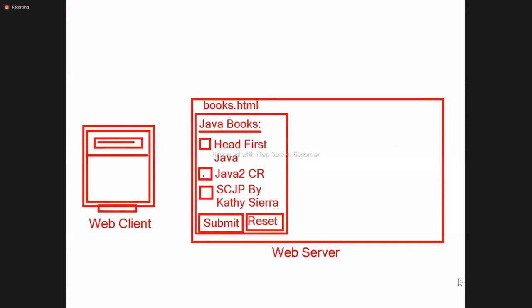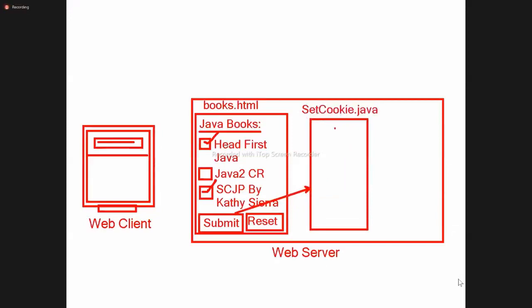Suppose I select 2 books. Suppose Head First Java is selected. SCJP by Kathy Sierra is selected. When I click on the submit button, one servlet runs. Suppose this servlet is SetCookie.java. In this servlet, what are the books you selected?